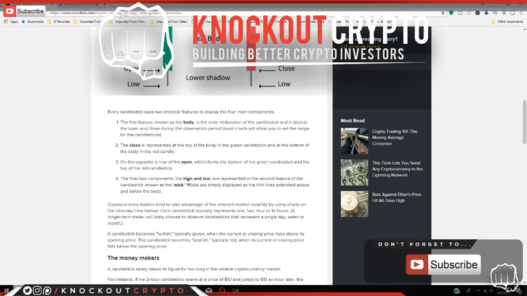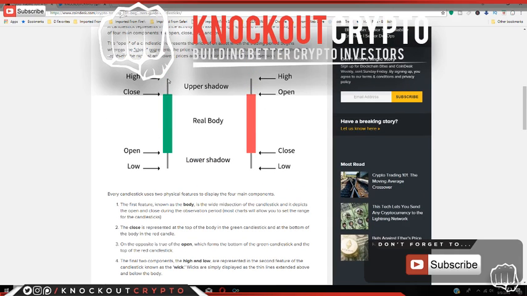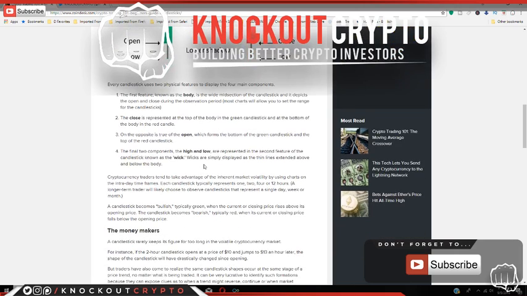The final two components, the high and the low, are represented in the second feature of the candlestick, known as the wick. Wicks are simply displayed as the thin lines extended above and below the body. The wick is this line here for the high, and the wick is this line here for the low.